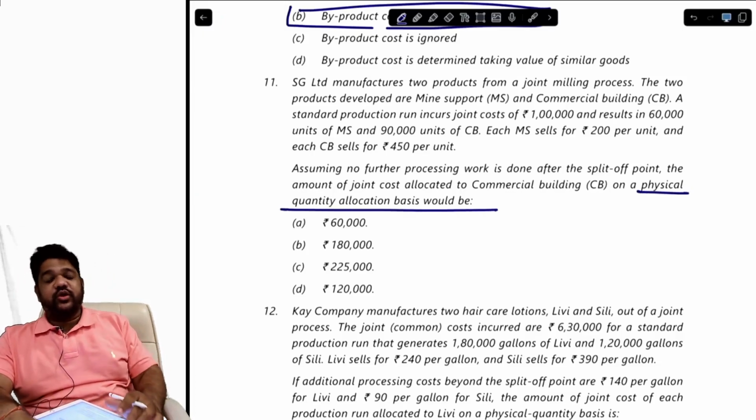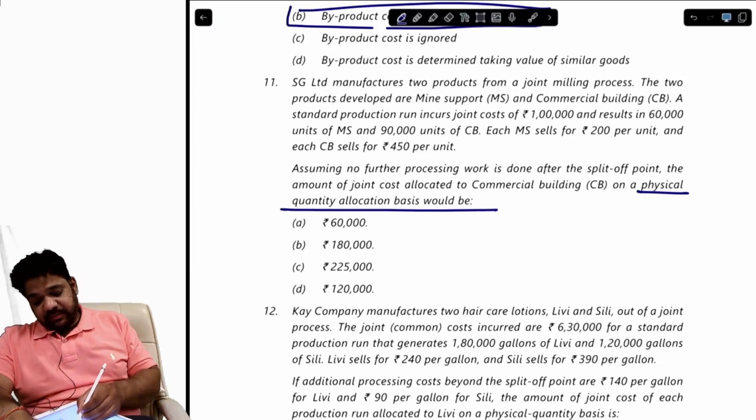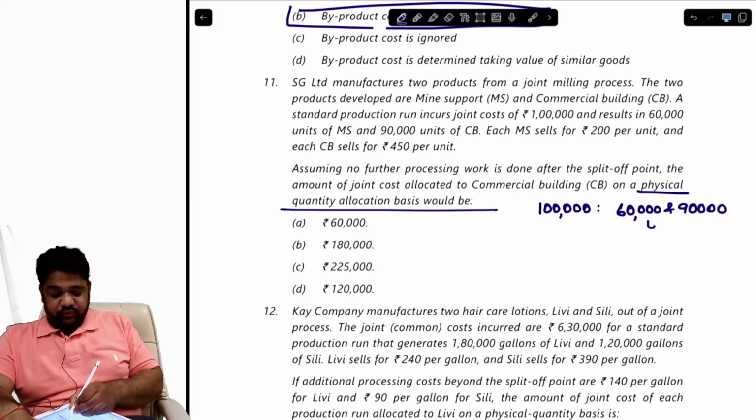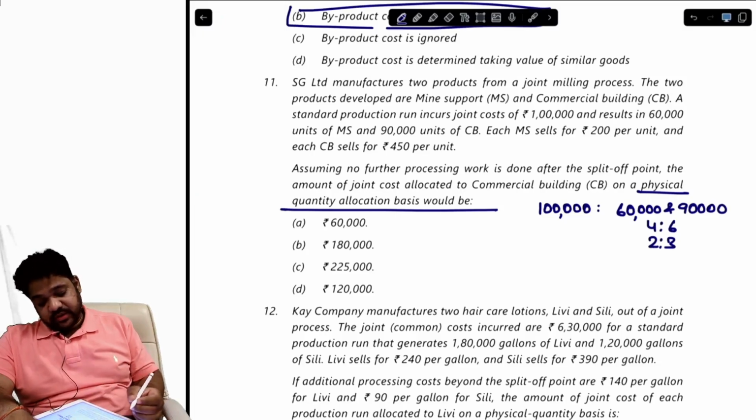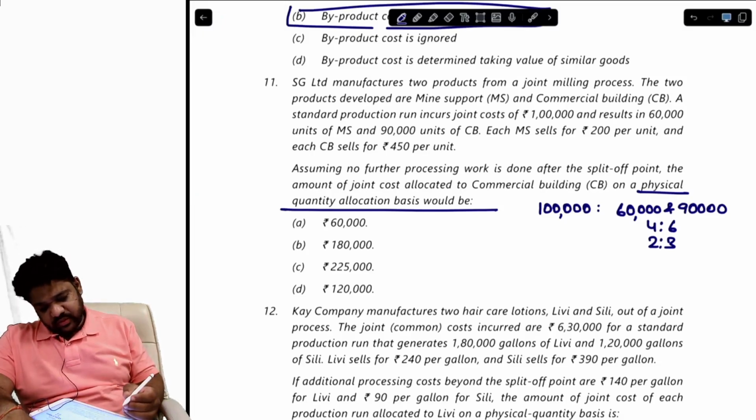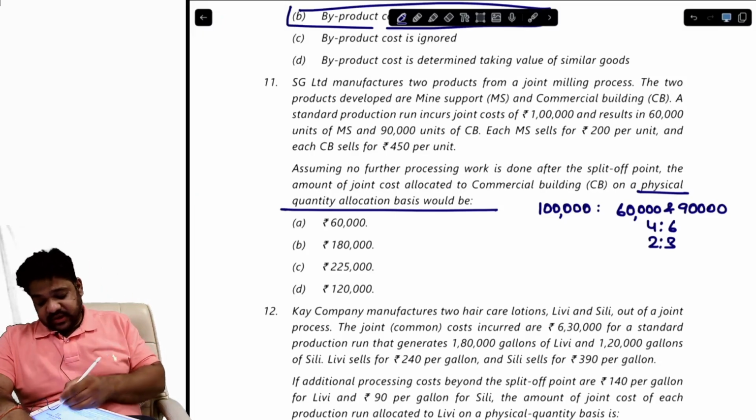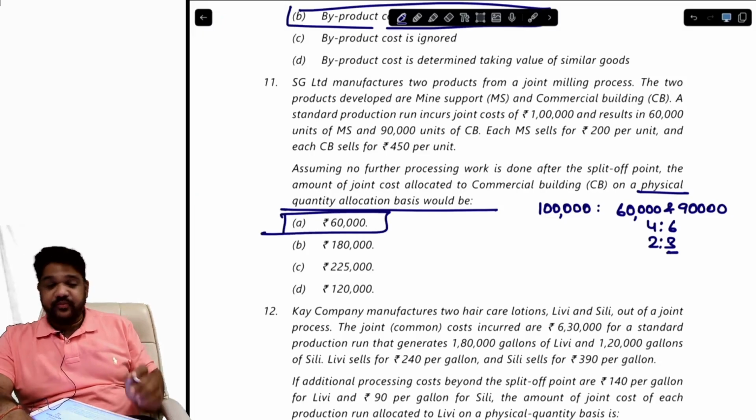So you are going to divide the joint cost on the basis of physical measure. So it's simple. You have 1 lakh rupees of JC in the ratio of 60,000 and 90,000, which is 4 is to 6 or 2 is to 3. This is what it looks like. 1 lakh, 60,000 and 90,000. 1 is to 1.5. Yeah. Each MS, and assuming no further processing is done. So 2 is to 3. So I think 40,000. Sorry, we are looking at CB. CB is 3. So it will be 60,000. My bad.